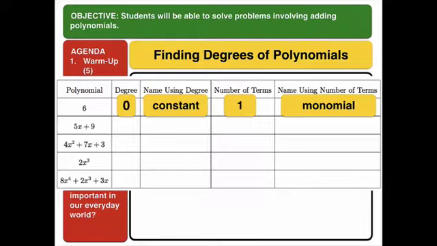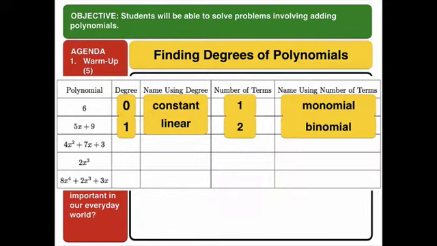The next one, the 5x plus 9, has a degree of 1 because there's at least an x in there and it's an x to the first power. When you have the 5x plus 9, it's considered linear because you're just graphing it and it turns into a straight line. The 5x is one term and the 9 is another term, so that's a total of 2 terms. And we would call this a binomial because there's two things. There's a 5x and there's a 9. So that would be a binomial.